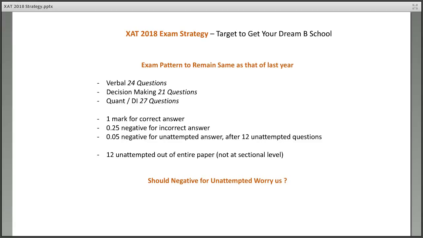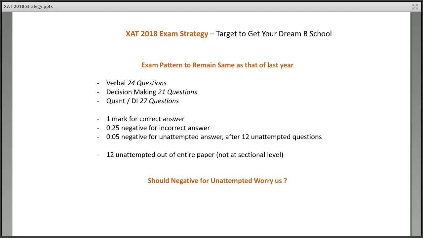And hence, to ensure that you are not losing marks because of this web of tricky marking scheme, take that as a normal marking scheme. Do not be bothered about the negative coming from unattempted answers, and take the paper on its merit. Attempt only those questions which you are sure of, and leave unattempted any question which you would have otherwise left in the exam if there was no negative for unattempted answers.